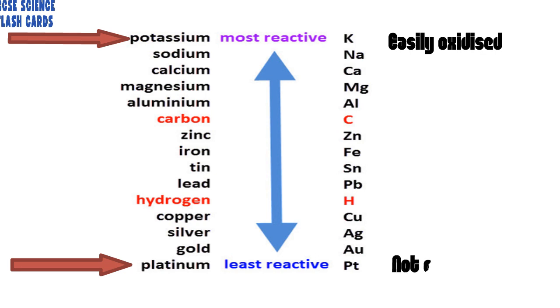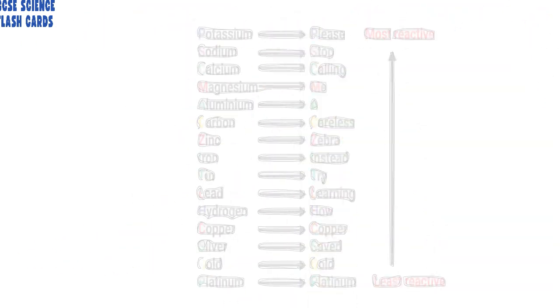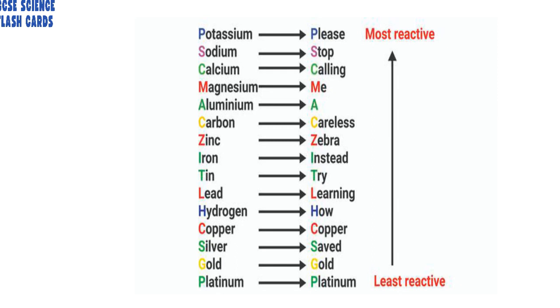become oxidized. Now we have a mnemonic to help you to remember the reactivity series, and it goes like this. Please stop calling me a careless zebra. Instead, try learning how copper saved gold, and don't forget platinum. Now in this mnemonic, please is for potassium, stop is for sodium, and so forth until you get all the way down to gold and platinum.